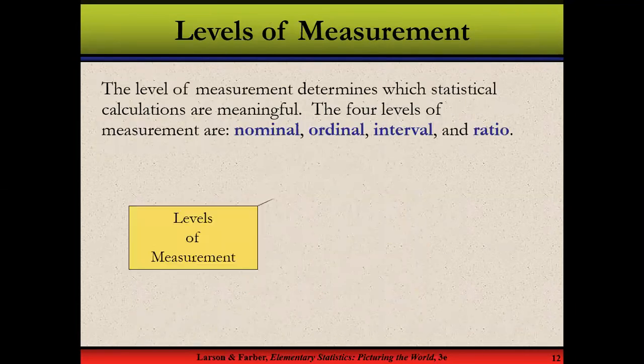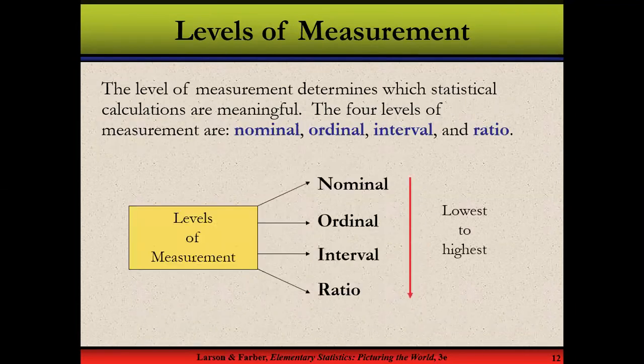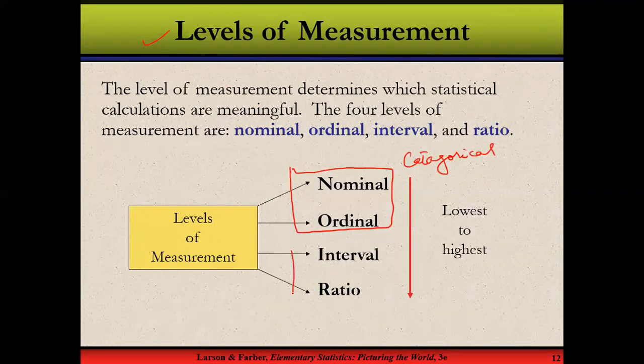Now, based upon this distinction of qualitative and quantitative, there are further categories, and we usually call them levels of measurement. Okay, because we measure the data through these categories, these classifications in statistics. Two of them, nominal and ordinal, are called categorical data, and two of them are called quantitative data.